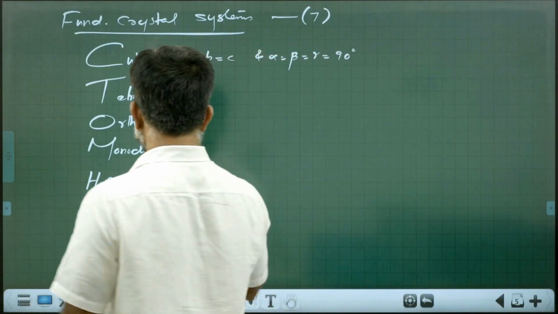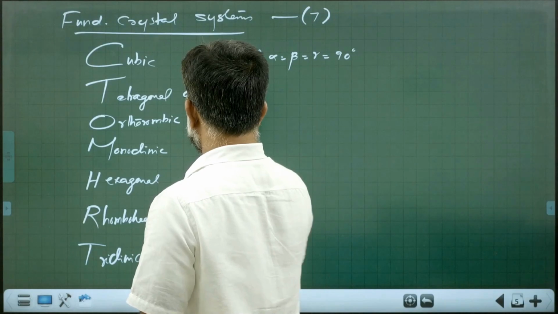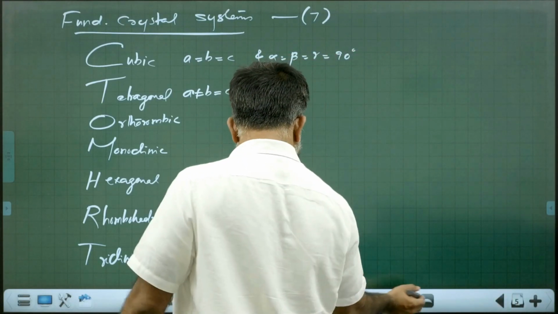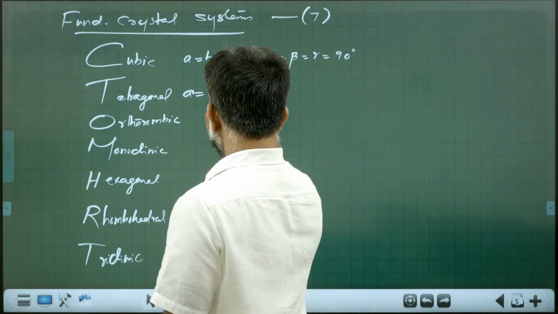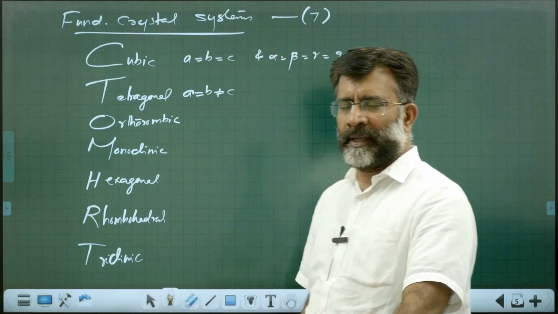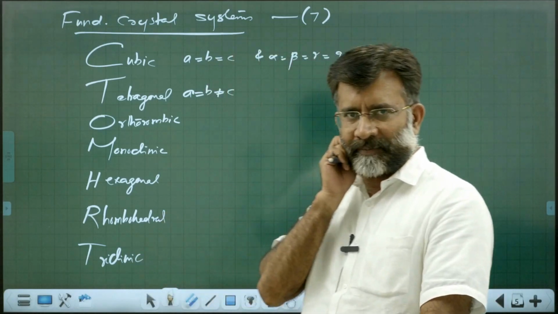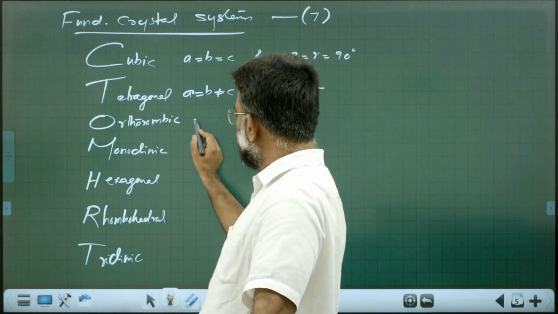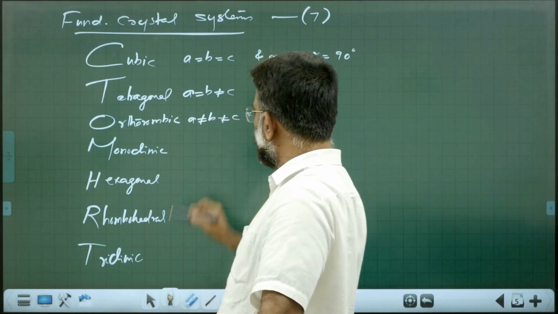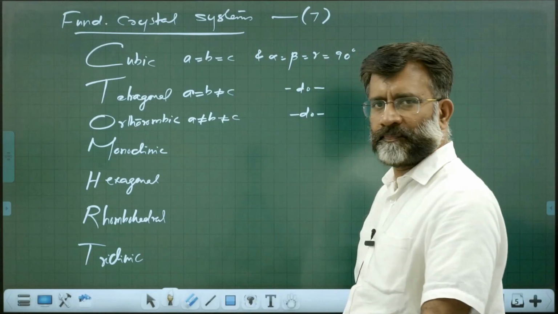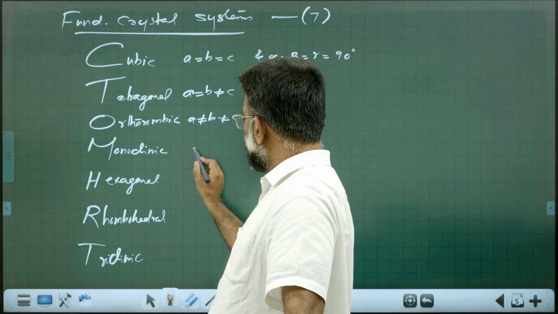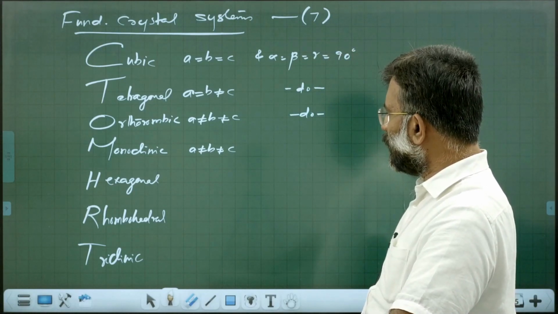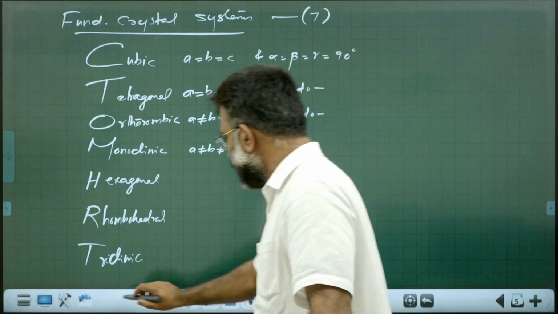What about tetragonal system? It is A equal to B not equal to C. One parameter will be unequal, where the angle parameters remain the same. Now orthorhombic system, it is A not equal to B not equal to C, while angle parameters remain the same. Now monoclinic system, it is A not equal to B not equal to C, which is repeating. We can verify that.